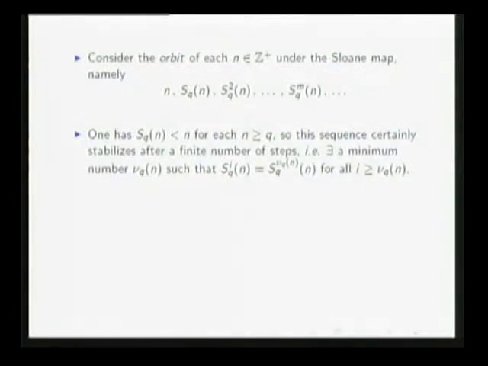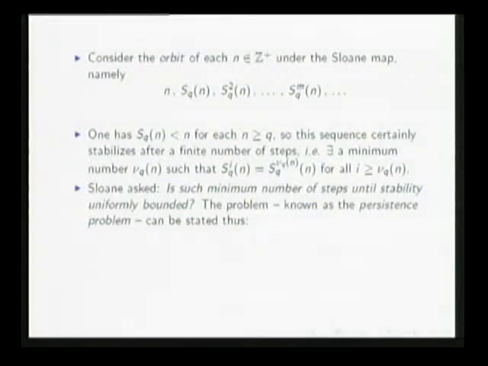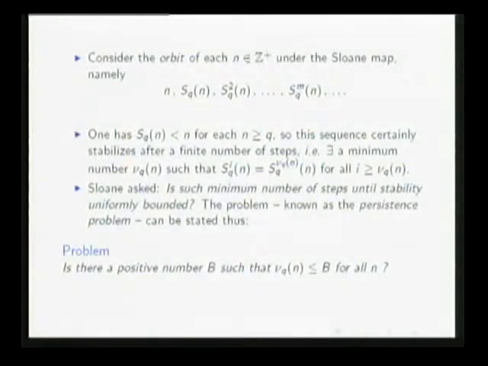And the question that was asked by Sloane is the following. He didn't formulate it as a conjecture, he formulated it as a question. Is this minimum number of steps uniformly bounded in n? So that's the persistence problem. Here's the formulation. Is there a constant b, which may depend on the base q, but is otherwise independent of n, with the property that this number, nu sub q of n, is always less than or equal to b? This number is called the persistence of n. So the question is: is the persistence uniformly bounded in n? This is open. This has been open since 1973. It seems like a trivial question to ask, but okay.